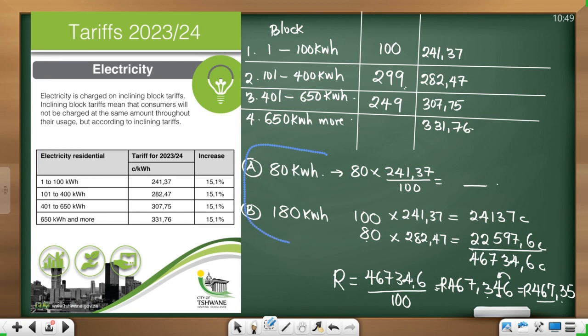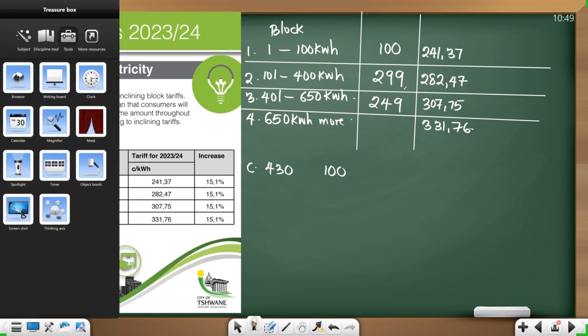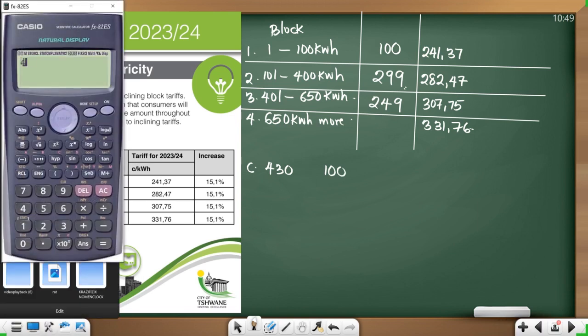If a family uses 430 units, let's check. Family C, 430 units. How do I go about this? I will start by, now 430. Remember, block 1, they are only allowed to use 100. So they finished their own 100. Okay? So I'll get a calculator and say 430 minus 100. Since they've used their 100, we have to bill them now in block B for 330.